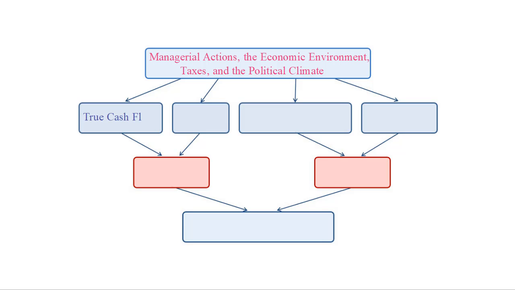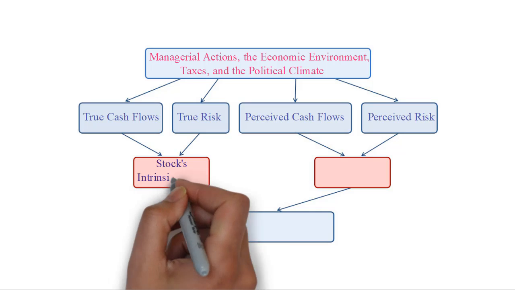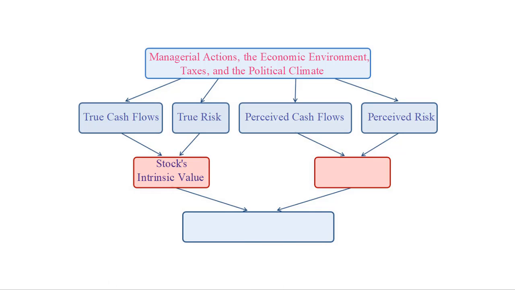The second row differentiates what we call the true expected cash flows and risk from perceived cash flows and risk. True means investors' expectation about cash flow and risk when they have all the information. Perceived means investors' expectation about cash flow and risk when they do not have all the information. The third row shows that each stock has an intrinsic value, which is an estimate of the stock's true value as calculated by the competent analyst who is supposed to have the best available information.